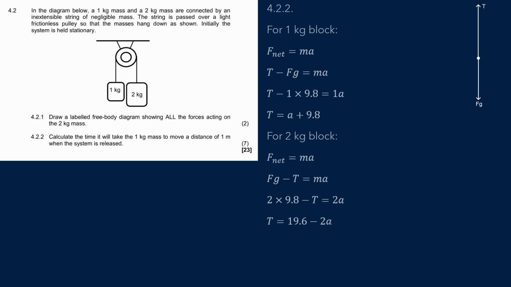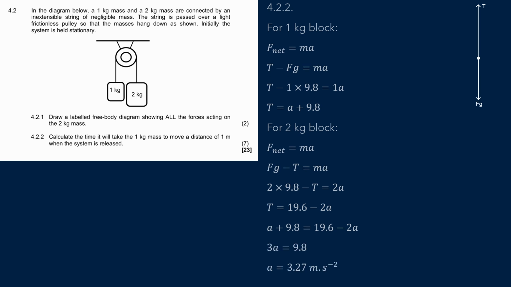Again, the string is inextensible, and hence tension of the 1 kg block is equal to tension of the 2 kilogram block, and hence the first equation is equal to the second equation. Equating the equations, I get a plus 9,8 is equal to 19,6 minus 2a, and making a subject of the formula, I get 3a is equal to 9,8, and hence acceleration is equal to 3,27 meters per second squared.